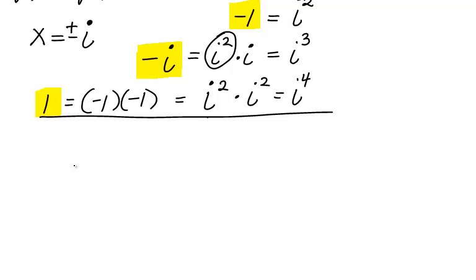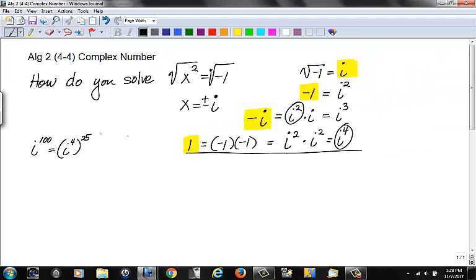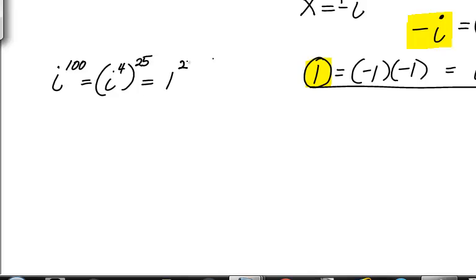And the one I use a bunch is i to the 4th, which is 1. So like on an ACT type test, if they said simplify i to the 100th power, you're looking for powers of 4 or powers of 2. I do it by powers of 4. I would say this would be i to the 4th raised to the 25th power, because when you raise a power to a power, you multiply the exponents. And i to the 4th is 1, so 1 to the 25th power is just 1.